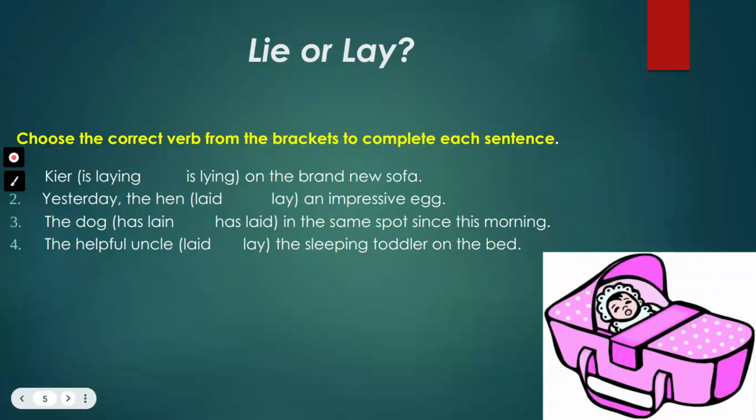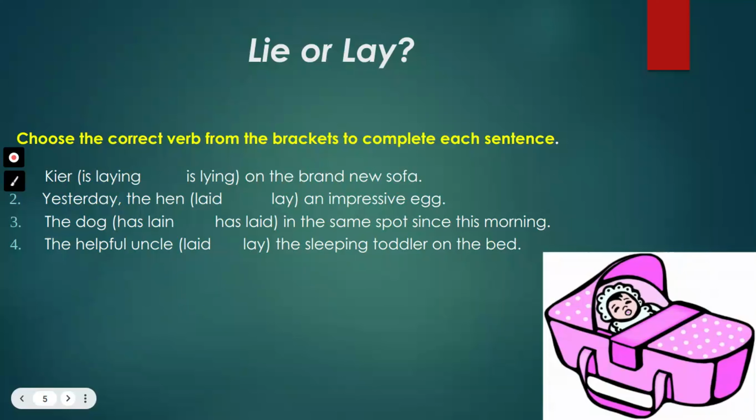Number two, yesterday the hen laid or lay an impressive egg. So maybe the egg was bigger than usual. Again, you ask yourself, what verb should we use here? And you are correct, lay, the one that means to produce an egg. Now, what is the simple past tense of that verb? Yes, it is laid. Hence, yesterday the hen laid an impressive egg.